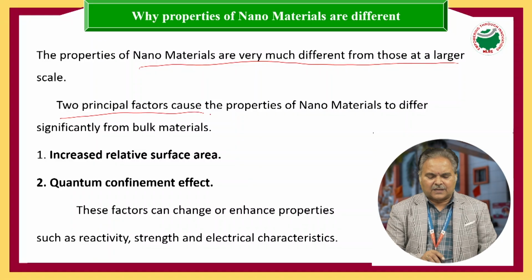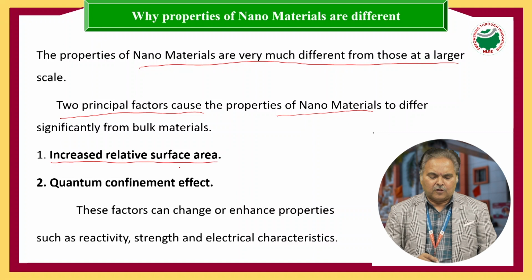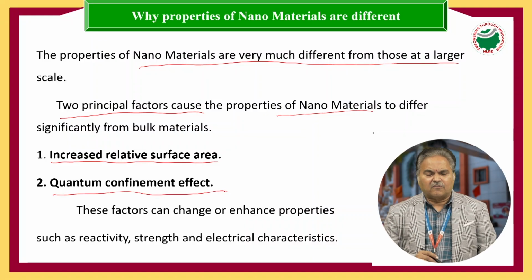There are two principal factors that affect the properties of nanomaterials, where they differ significantly from bulk material. Those are the increased relative surface to volume ratio, and the quantum confinement effect. These factors can change or enhance the properties. If a property has some value, using nanoparticles that value can increase. Enhancing properties is due to these two phenomena.